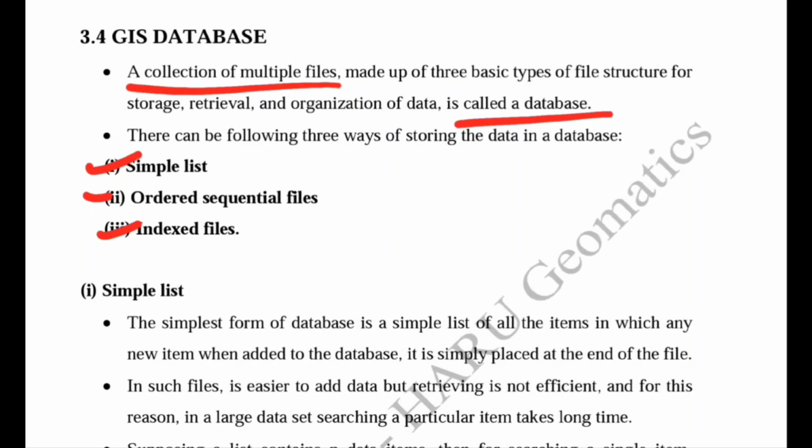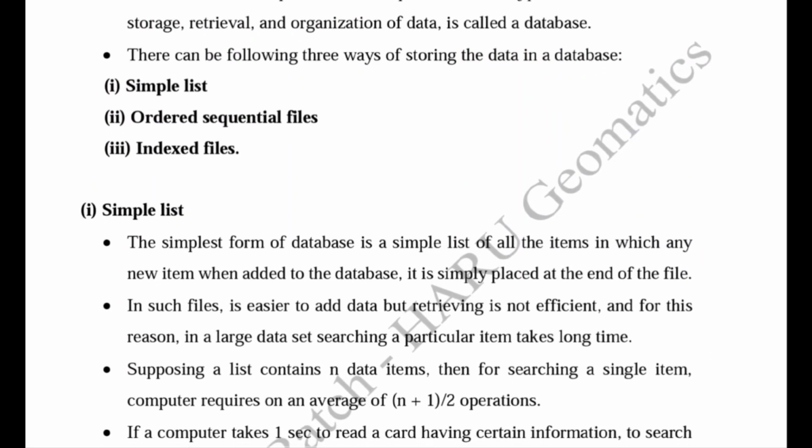So there are mainly three ways to store the data in the database. First one is the simple list, second one is the ordered sequential files, and third one is the indexed file. The indexed file is very important, and it is further classified into three types.